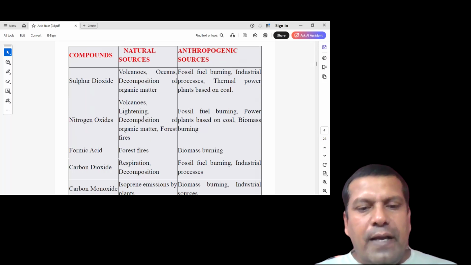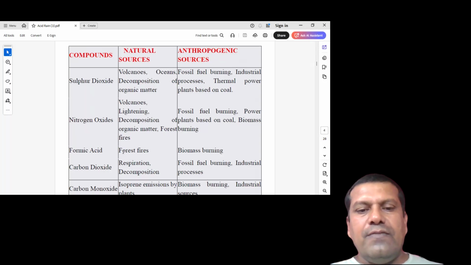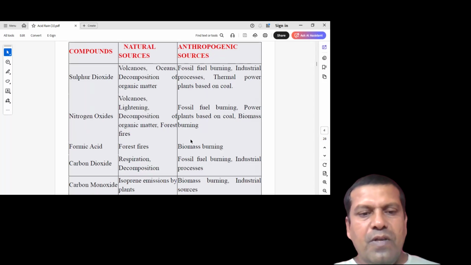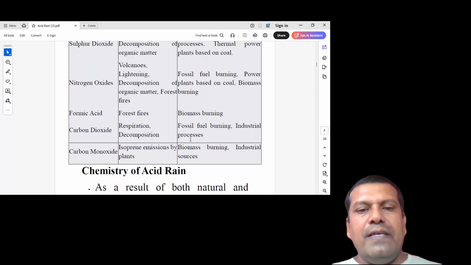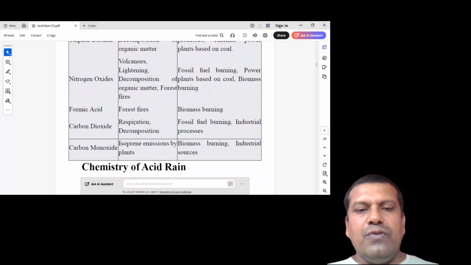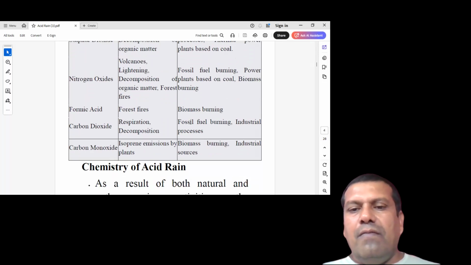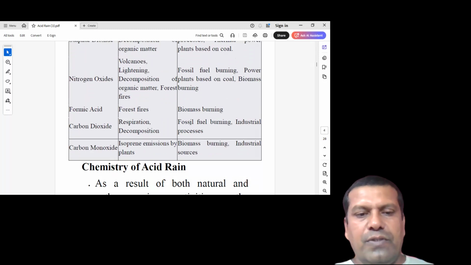So coming to formic acid. The natural source is forest fires and the anthropogenic source is biomass burning. Coming to carbon dioxide, basically the natural sources are respiration and decomposition. And coming to the human sources for carbon dioxide, they are fossil fuel burning and industrial processes.